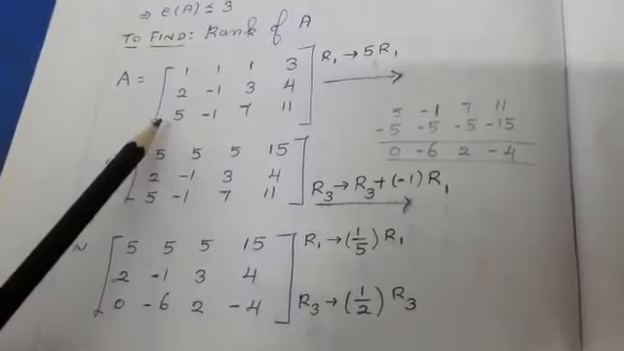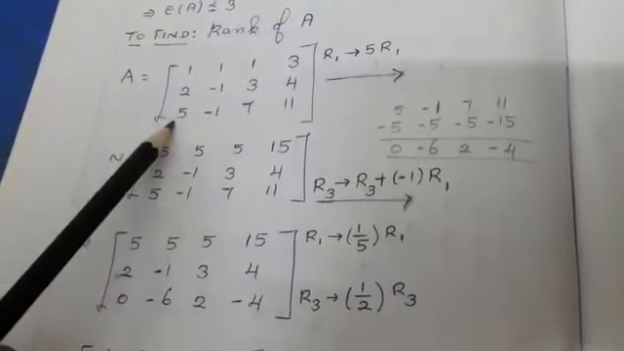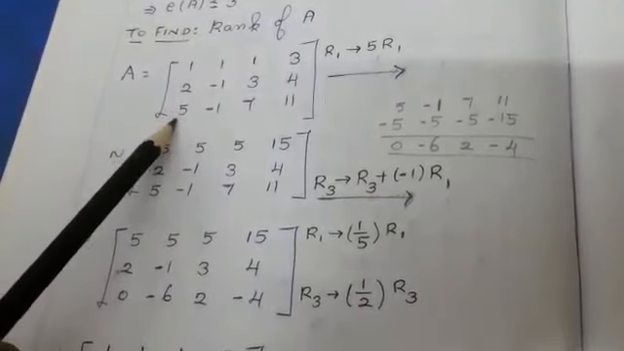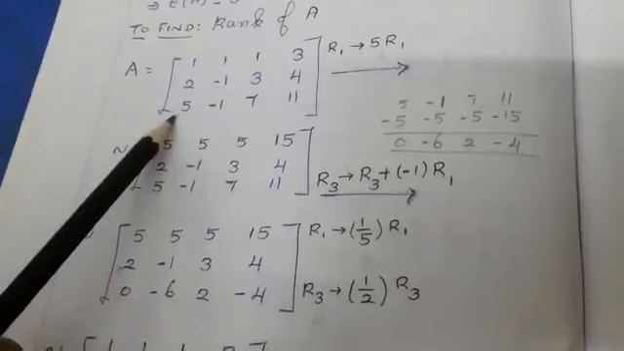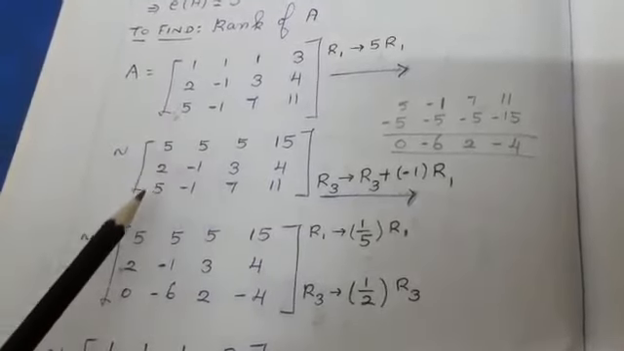Now, the first step is the third row. What is the first element? 5. I am going to make this 5 as 0. Now, I told you to apply the 3 concepts. Using those concepts, you are going to do the calculation and find the value.